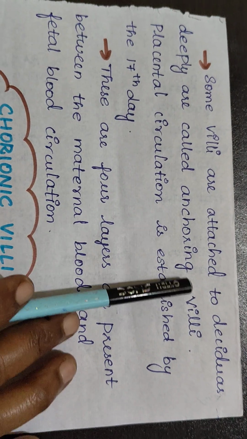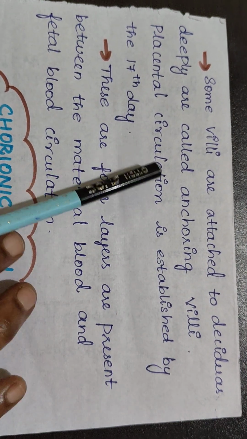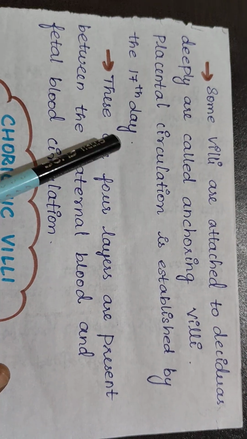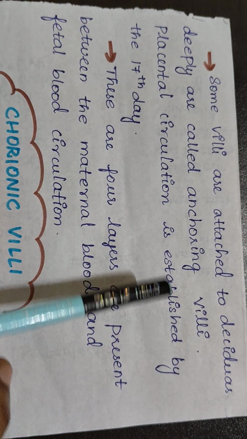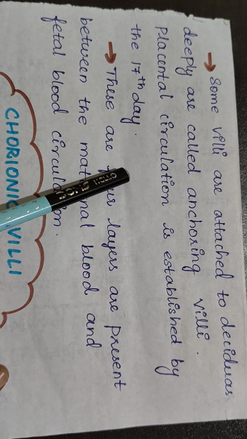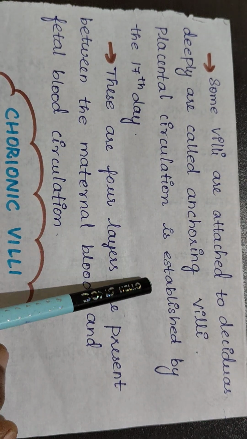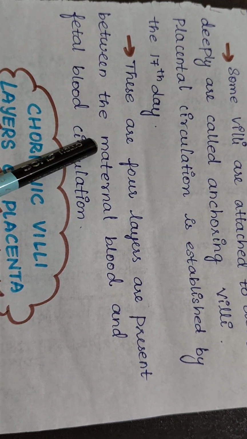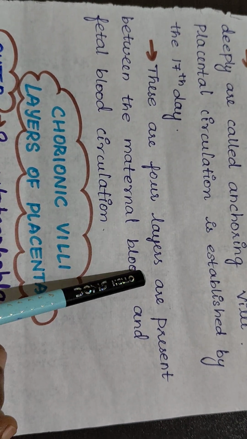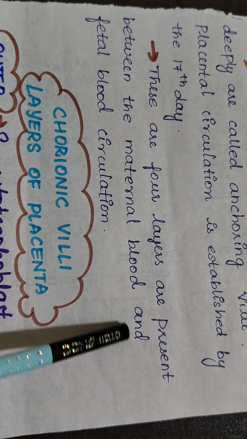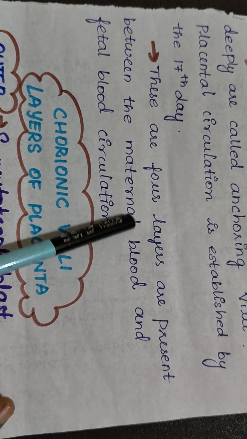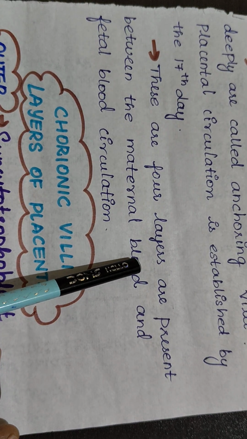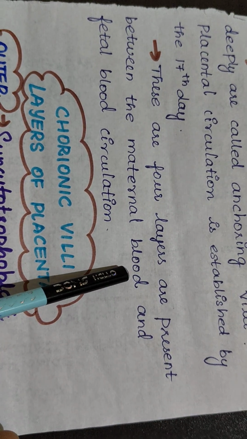Some villi are attached to the decidua deeply and are called anchoring villi. Placental circulation is established by the 17th day. Four layers are present between the maternal blood and the fetal blood circulation, to keep the two circulations separate.